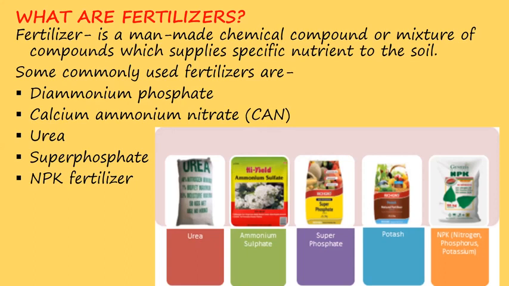Some commonly used fertilizers are diammonium phosphate, which contains nitrogen and phosphorus. Another example is calcium ammonium nitrate, which contains calcium and nitrogen. Urea contains nitrogen. Superphosphate consists of calcium and phosphorus. And NPK fertilizer contains all three major nutrients, that is nitrogen, phosphorus and potassium.